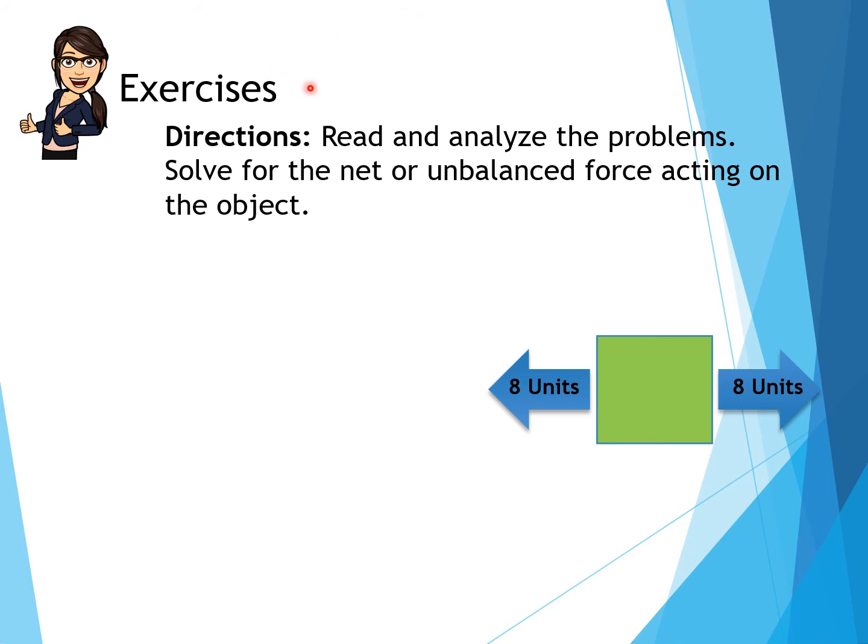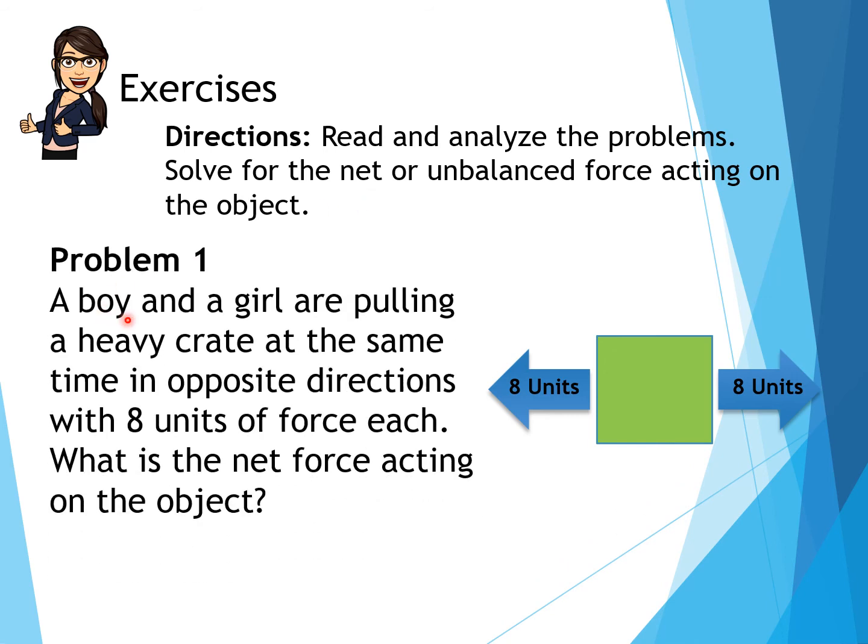Let us have some exercises. Directions: Read and analyze the problems. Solve for the net or unbalanced force acting on the object. Problem number 1. A boy and a girl are pulling a heavy crate at the same time in opposite directions with 8 units of force each. What is the net or unbalanced force acting on the object? Kindly get one whole sheet of paper and try to answer. Again, 8 units acting in one direction and another 8 units on the opposite side.